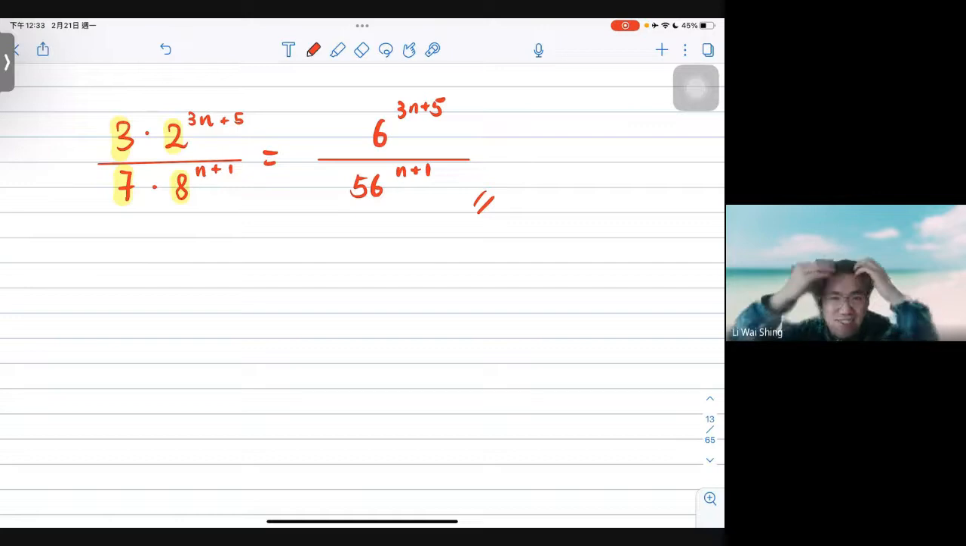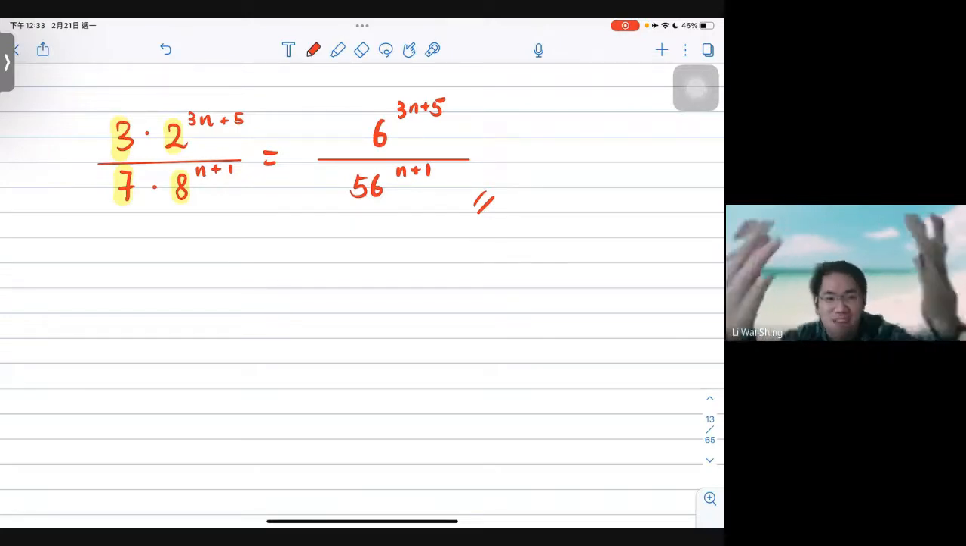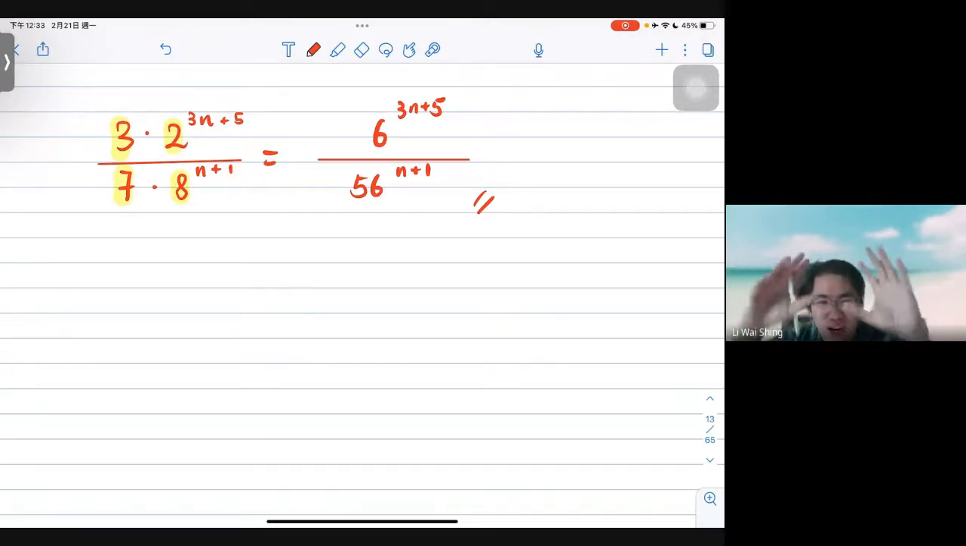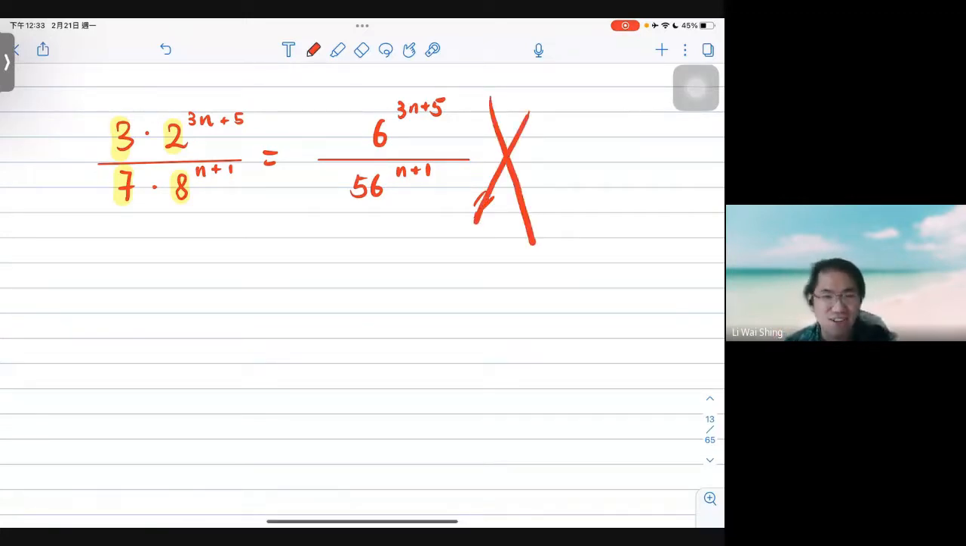Don't look at the screen with your doubt face, with a question mark above your head. Just tell me if I'm doing it correctly or not. No, obviously not. Don't do this. Give yourself a big cross.